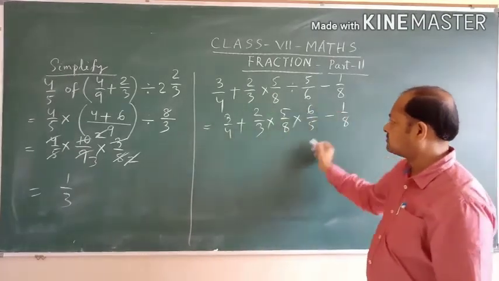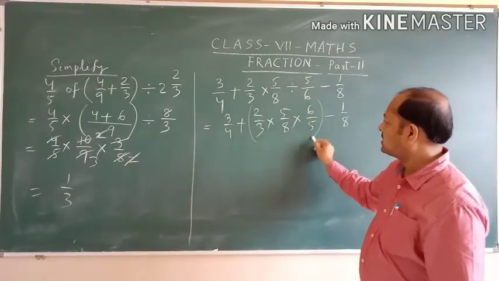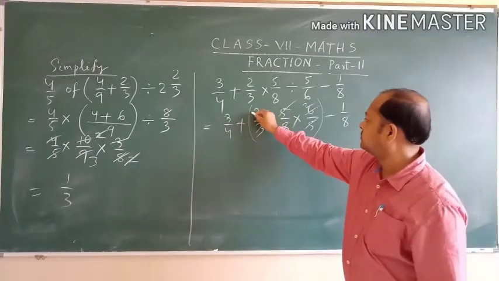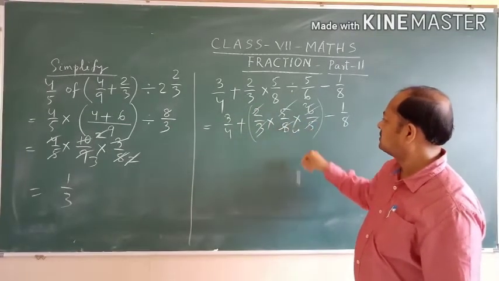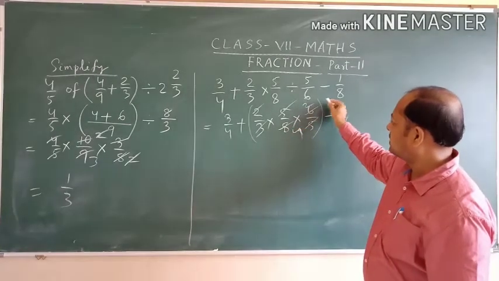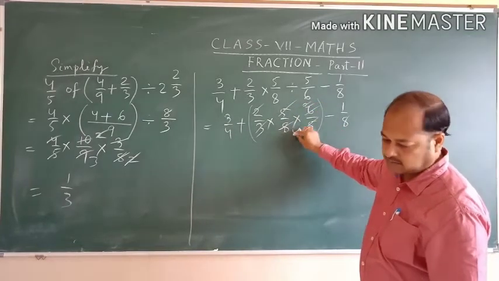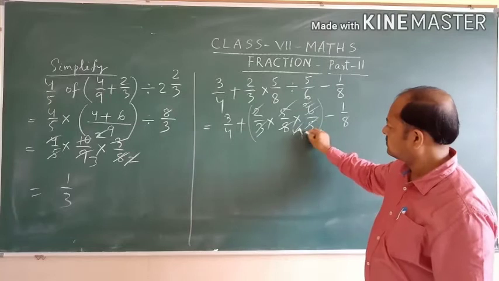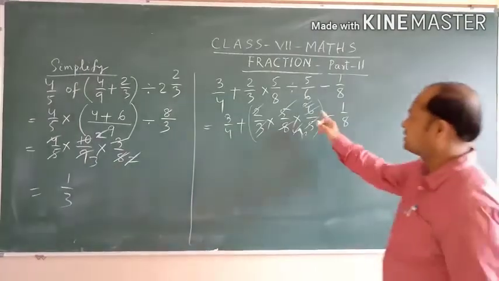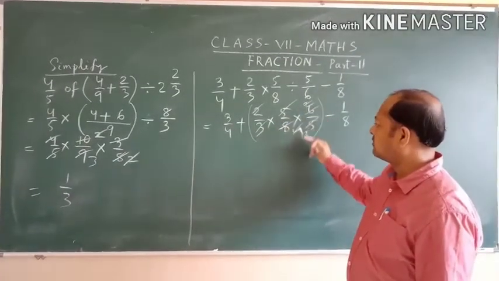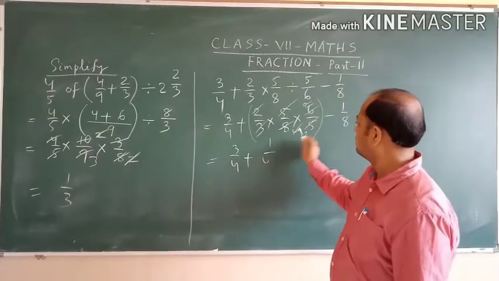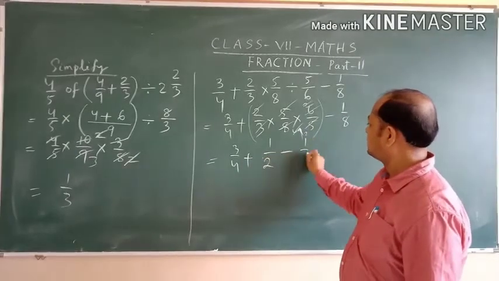Now solve this part. 5 cut. 3 times 2 are 6, and here 2 times 4 are 8, and here 2 times 4 are 8. After simplification it becomes 1 upon 4. So 3 upon 4 plus 1 upon 2 minus 1 upon 8.